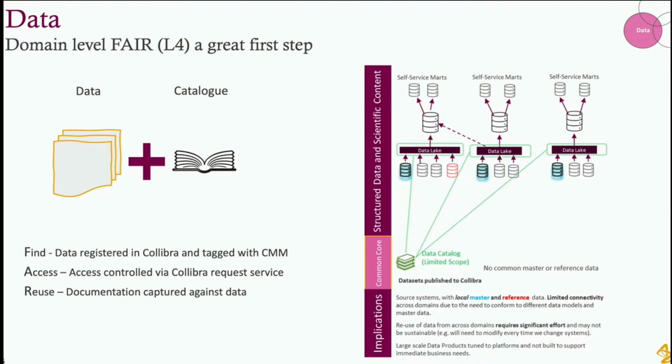So that level 4 data, that first local store, that local mart. For me, level 4 data means that you have catalogued your data. So you have recorded the data set, the data system, the data product in the catalogue, so people could search for it and find it, and you probably provide some minimum metadata around that. Once they've found it, there is a mechanism for them to request access to it, and there is some documentation about the reuse, so licensing or constraints that exist around it.